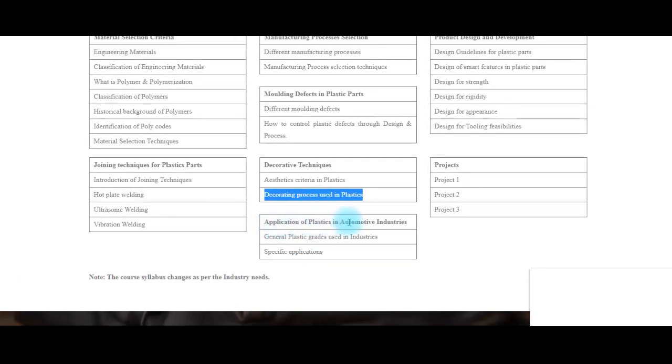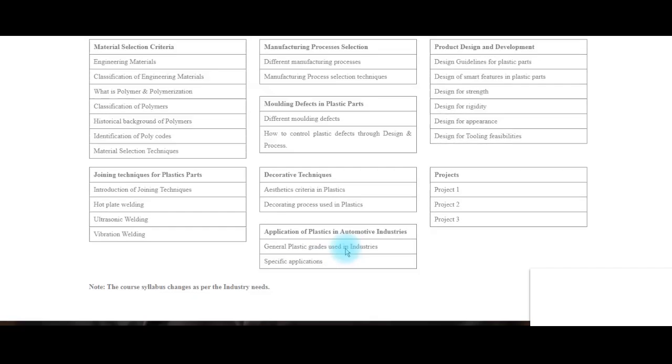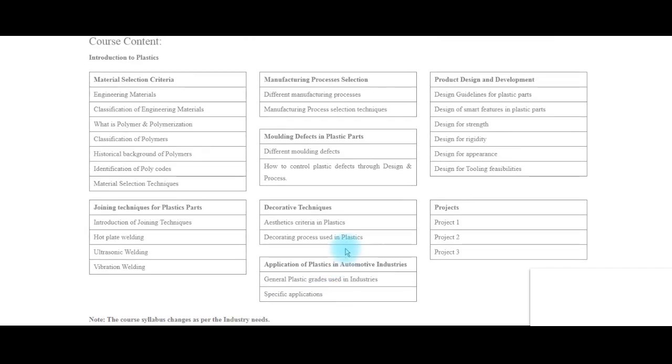Next is application of plastic in automobile industries. General plastic grades used in industries. Specific application means in this chapter which kind of special application granules or plastic material are used in the automotive industry.